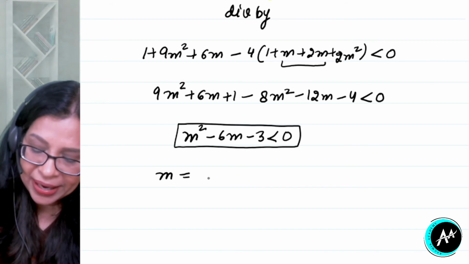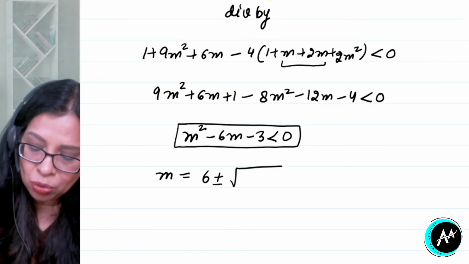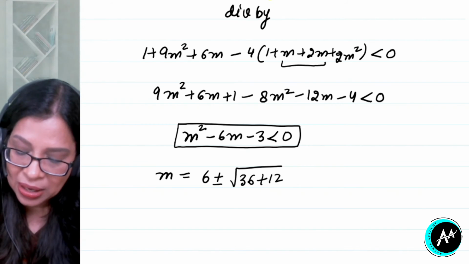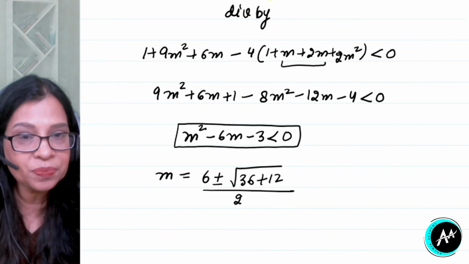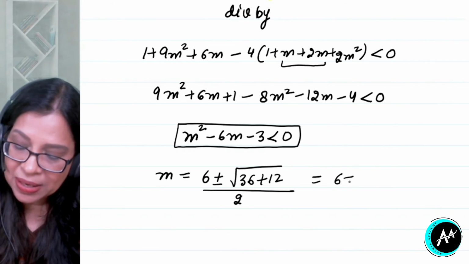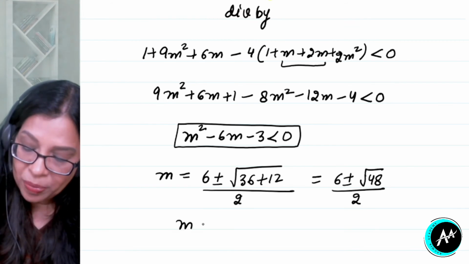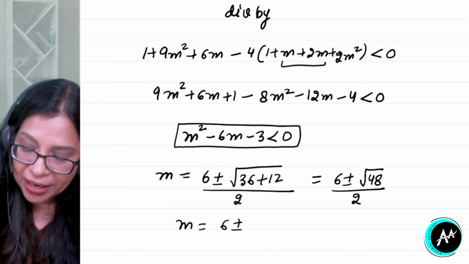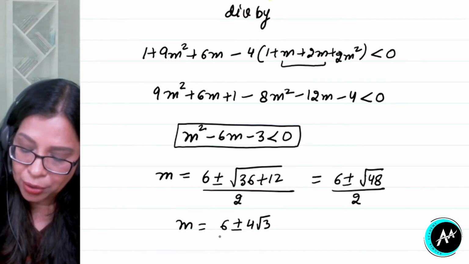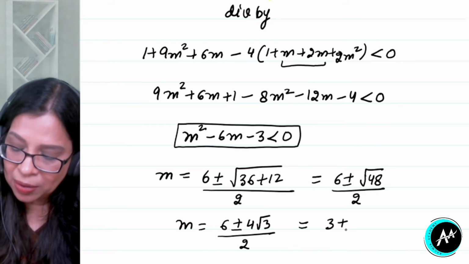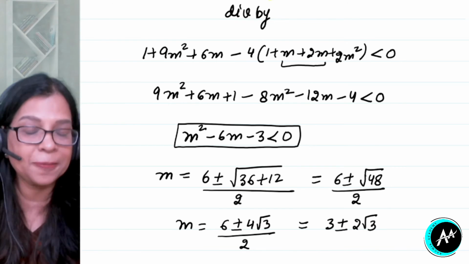So m would be minus b plus minus under root of b square minus 4ac, that will give you plus 12, and divided by 2. So we are getting 6 plus minus under root of 48 divided by 2. So m would be equal to 6 plus minus 4 root 3 by 2. We can divide by 2. So m is taking values 3 plus minus 2 root 3.